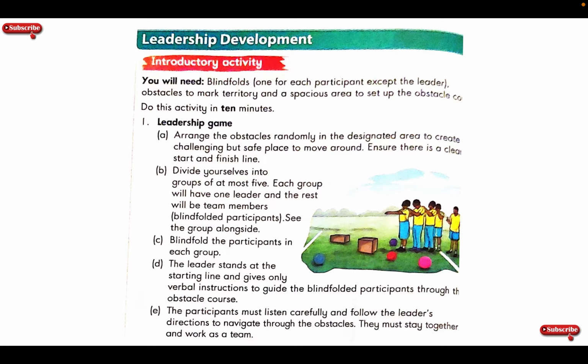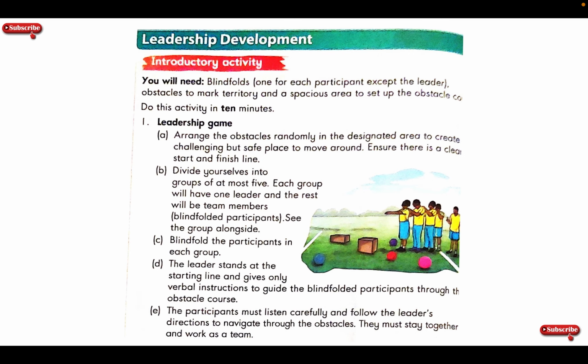Arrange the obstacles randomly in the designated area to create a challenging but safe place to move around. Ensure there is a clear start and finish line. Divide yourselves into groups of at most 5. Each group will have one leader and the rest will be team members.